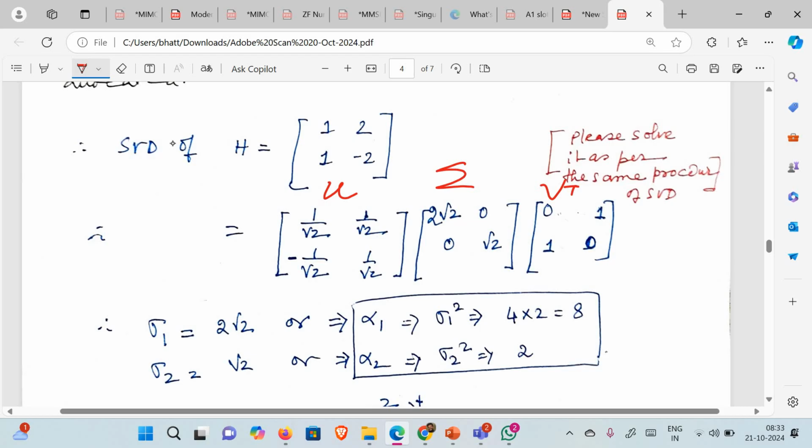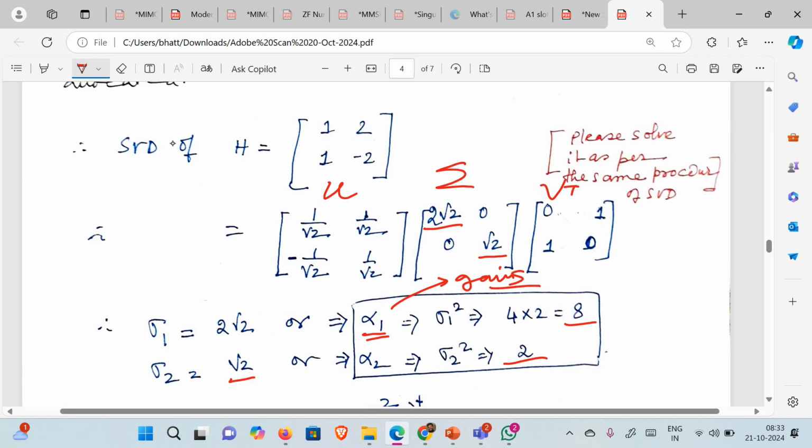Suppose this is what we have achieved. Now you can see what my alphas are. Sigma 1 is 2 square root 2, and sigma 2 is square root 2. So my alpha 1 is the square root of that, and we get values of 8 and 2. So we are getting alpha 1 and alpha 2. These are my gains.